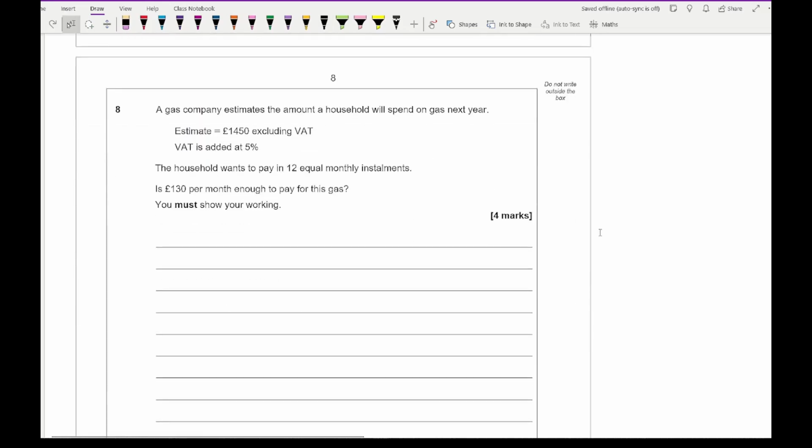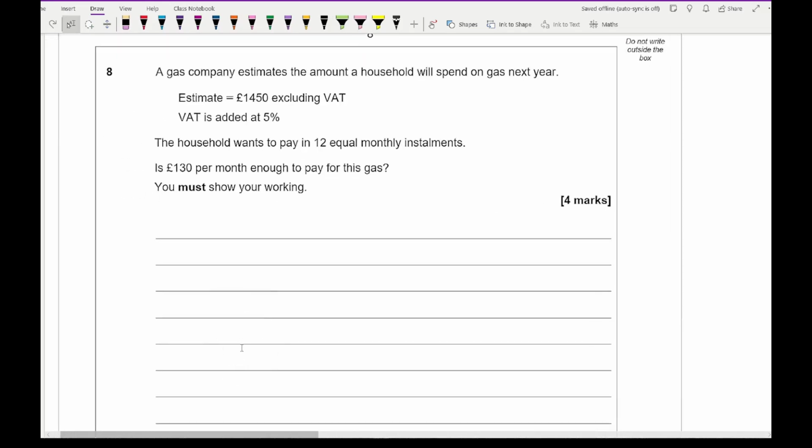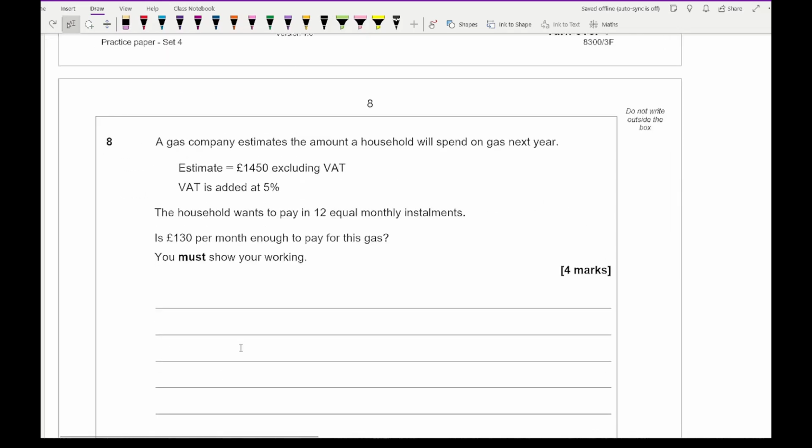Moving on to question 8, let's just zoom in so we can see it a little bit clearer on the screen. It says that a gas company estimates the amount a household will spend on gas next year, and the estimate is £1,450 excluding VAT, and VAT of 5% is added. The household wants to pay in 12 equal monthly instalments. Is £130 per month enough to pay for the gas?